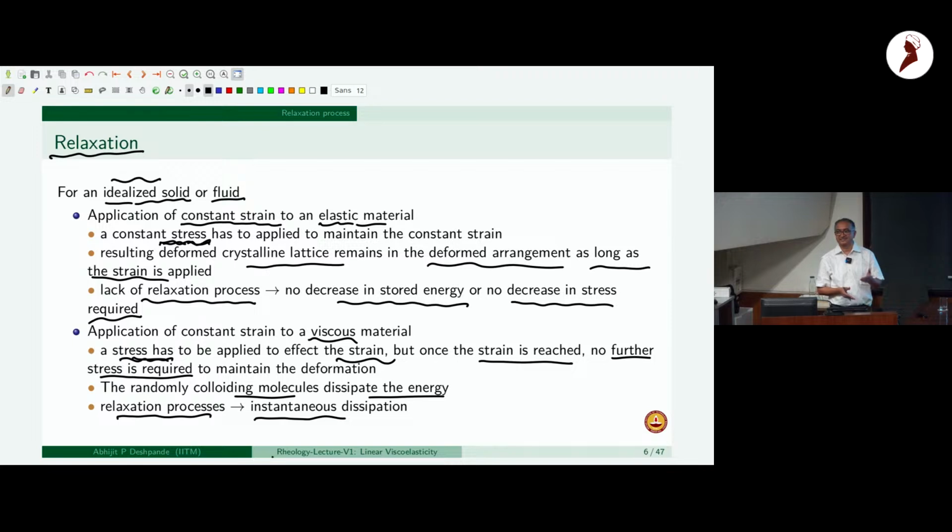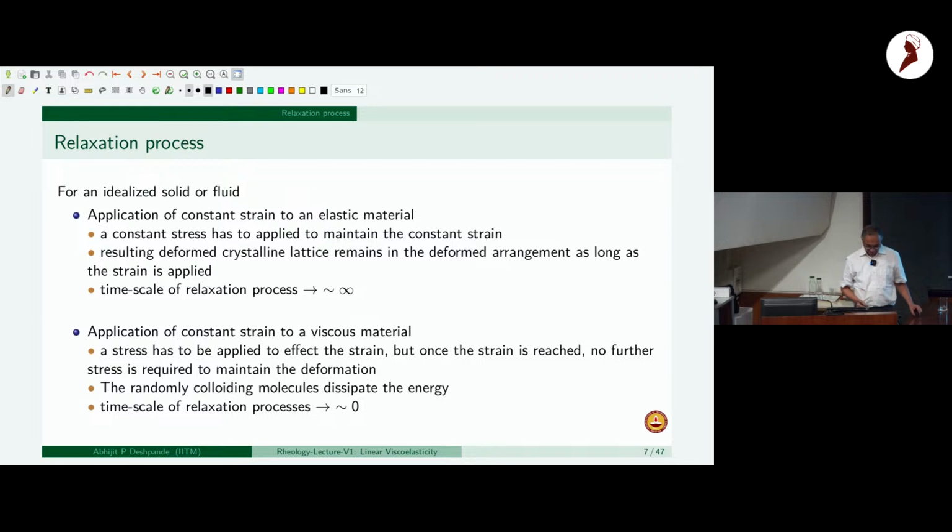which never relaxes. And so a viscoelastic material will have a relaxation time which is finite, and more importantly, it might have a spectrum of relaxation times depending on the physical mechanisms. So therefore, the time scale of the relaxation process for a solid is infinite, and for a viscous response is 0. And for most real viscoelastic materials, we would have something in between.